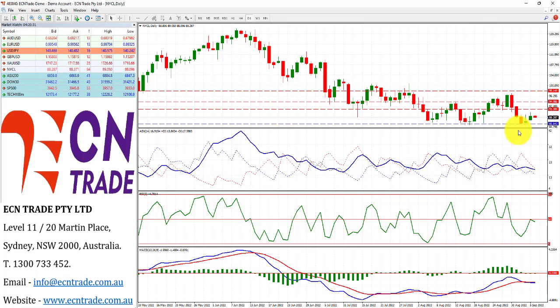Wrapping up with oil, the inverted hammer has produced a slightly bullish case, but we do need to keep an eye on these technicals. I would like to see a little bit more firmness out of the RSI to give the call to $91 a barrel, but I feel there is still room to capture that challenge towards that region and reassess.